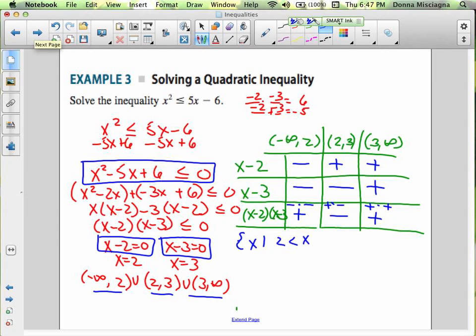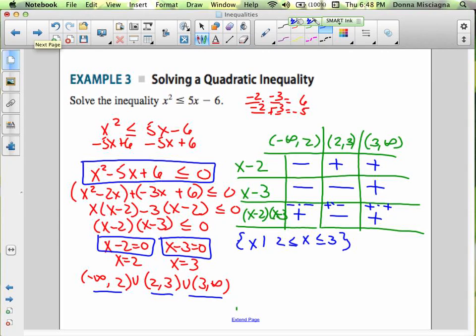Oh, and excuse me, this was an and. This was a less than or equal to. So let's double check our endpoints to see whether they work. If I plug in 2, we're going to get 0, and 0 would be equal to.